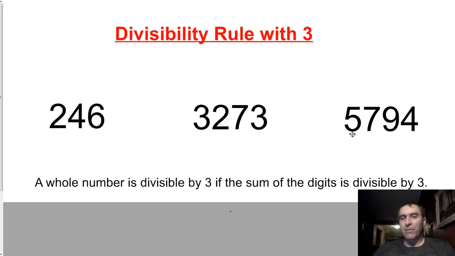And what about the last one? 5,794. Add the numbers together and see what you end up with. 9 plus 4 is 13. 13 and 7 is 20. 20 plus 5, 25. Does 3 go into 25 evenly? No, it doesn't. We can say goodbye to that number. That's not divisible by 3.